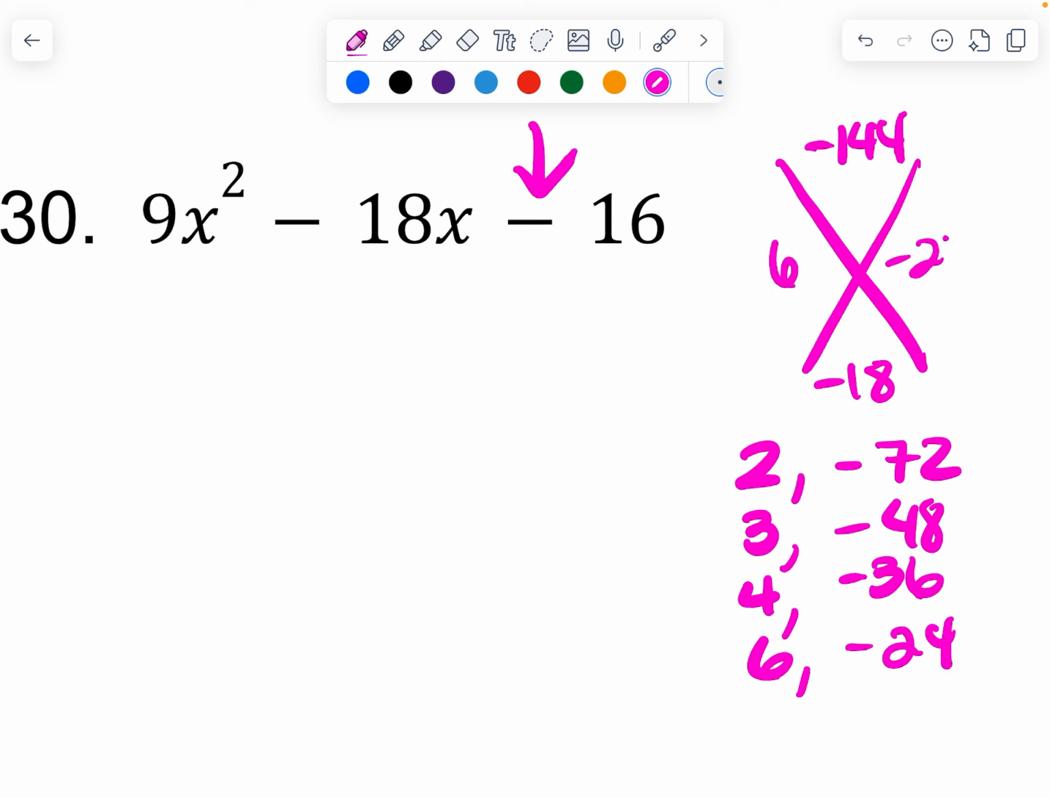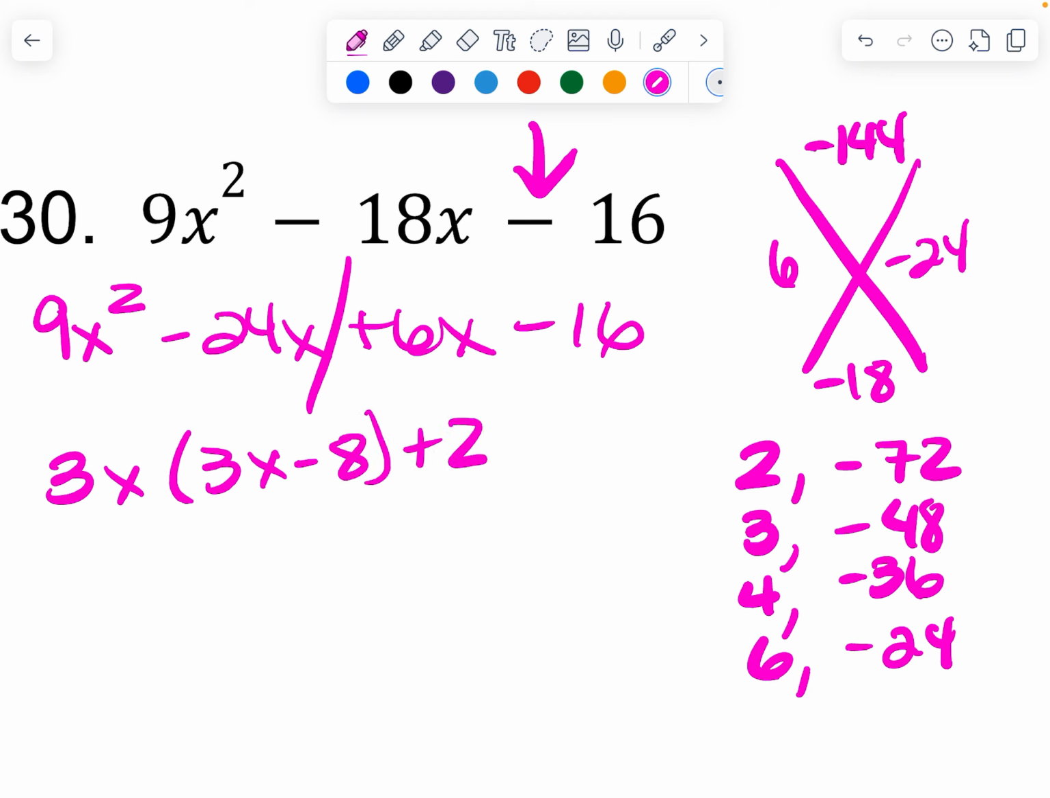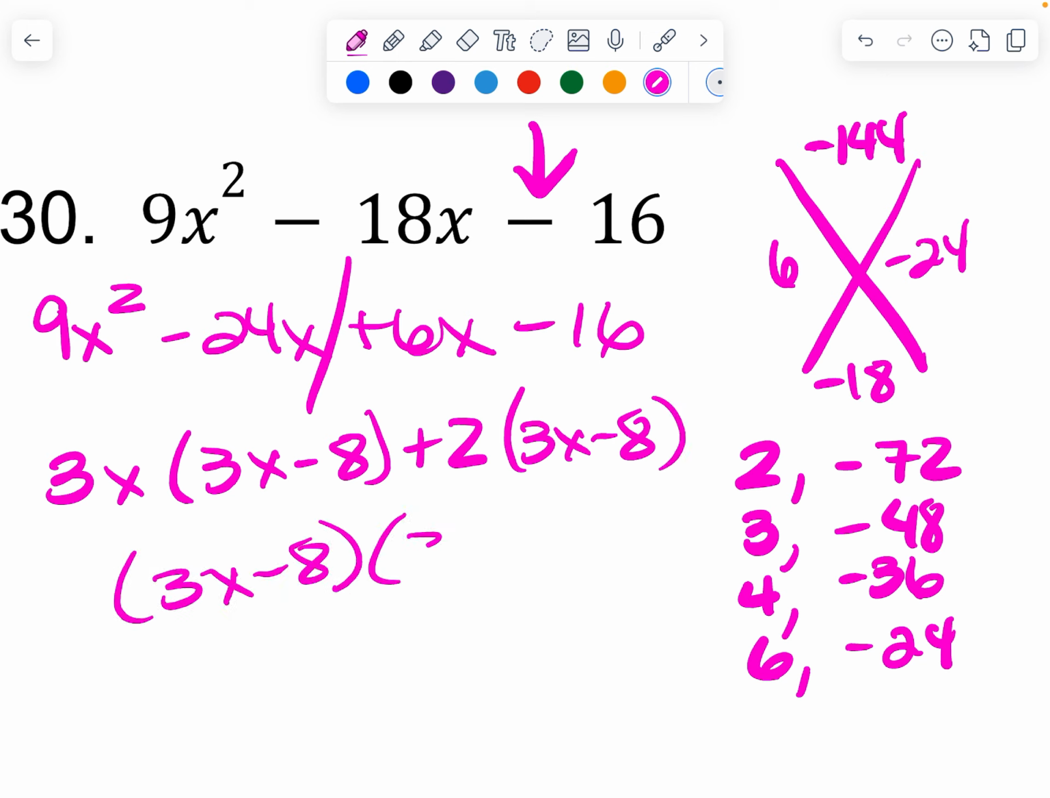6 and negative 24. So 9x squared minus 24x plus 6x minus 16. So I take out a 3x and I'm left with 3x minus 8. I take out a 2 and I've got 3x minus 8. So 3x minus 8 and 3x plus 2.